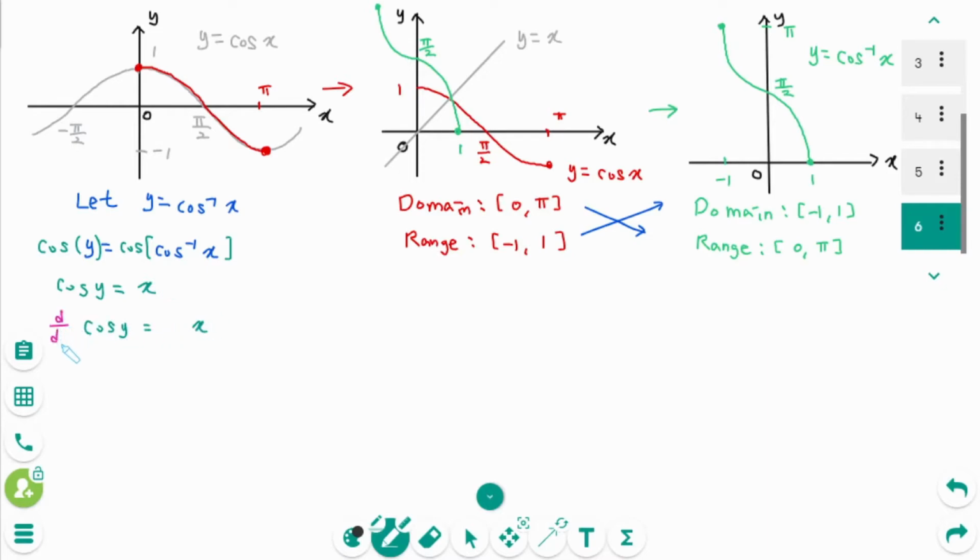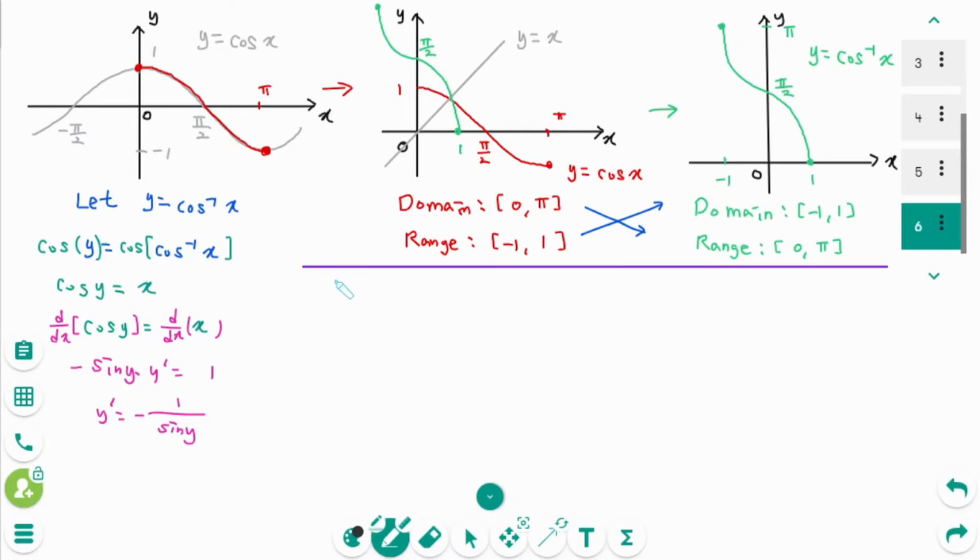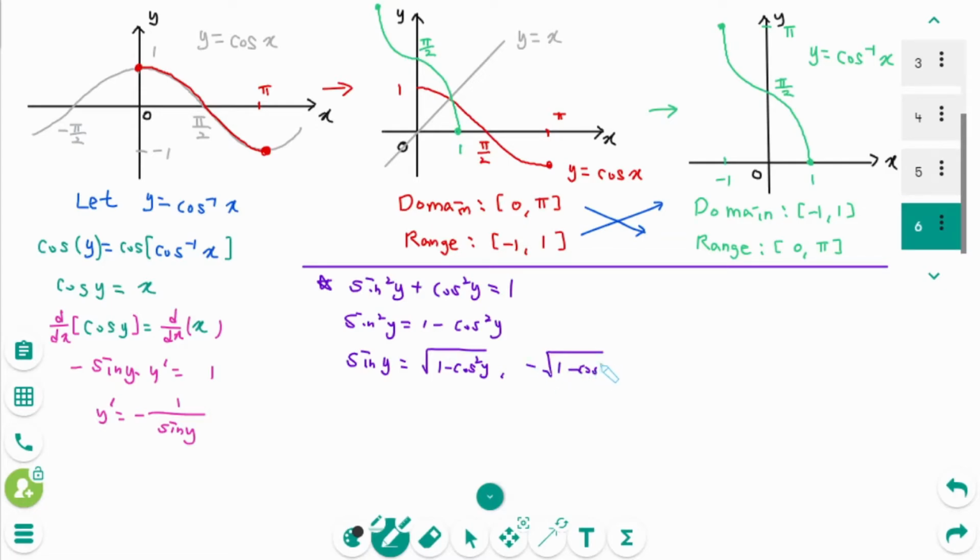Differentiating both sides of the equation with respect to x, regarding y as a function of x, then y prime equals 1 over minus sine of y. Using the trigonometric identity, sine squared y plus cosine squared y equals 1, then sine squared y equals 1 minus cosine squared y, then sine of y equals square root of 1 minus cosine squared y, or minus square root of 1 minus cosine squared y.